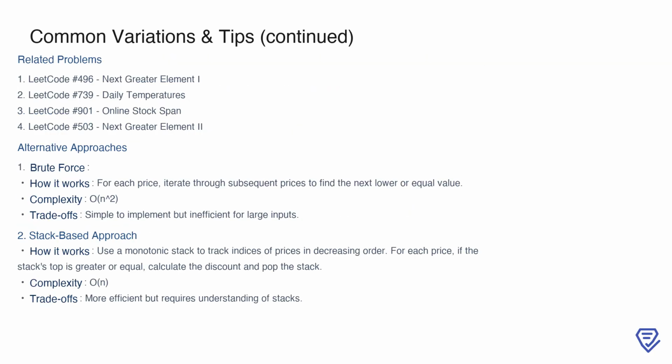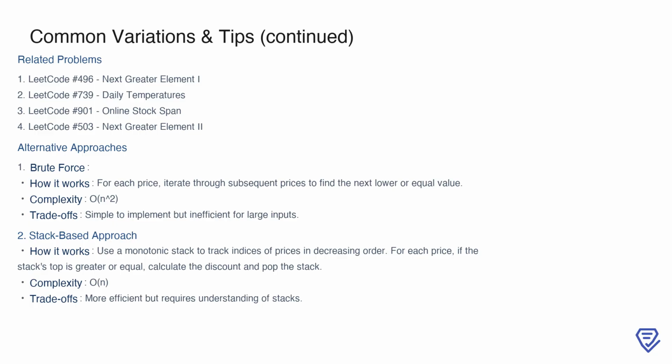This problem also relates to several others, making it a great opportunity to practice recognizing similar patterns. Examples include LeetCode number 496, which deals with the next greater element I, number 739 for daily temperatures, number 901 for online stock span, and number 503 for next greater element 2. These problems share common strategies involving stacks and monotonic patterns.